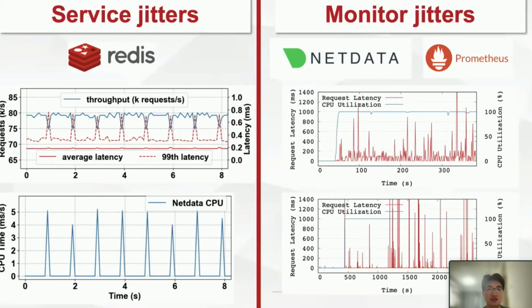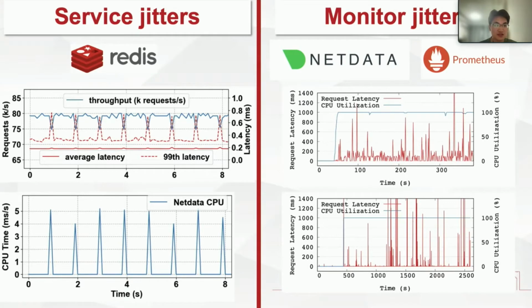In the left figure, the key-value store service Redis is interfered with by the Netdata monitor. We can observe that both throughput and latency jitter in each monitoring cycle when the Netdata process is scheduled. In the right figure, we observe another kind of interference, where the monitoring latency of Netdata or Prometheus jitters due to the high loads of the small CPU quota of the monitored host.